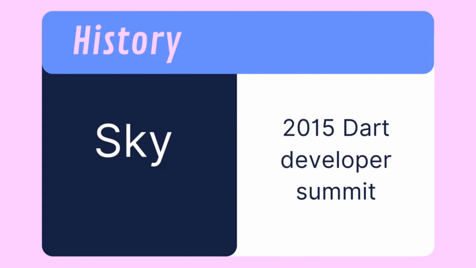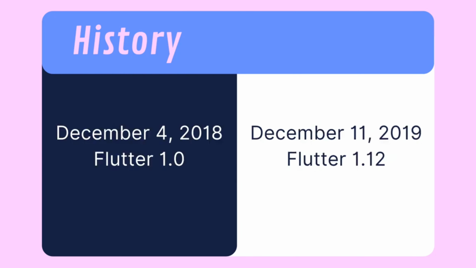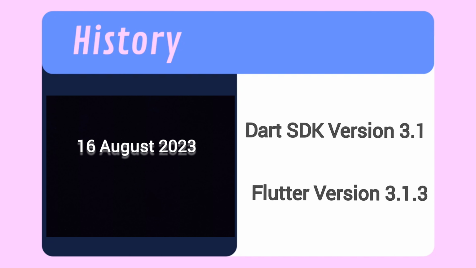Now, if we talk about its history, the first time Flutter was introduced, its name was Sky, and then it was renamed to Flutter. Flutter was first introduced publicly at the Dart Developer Summit in 2015, and its official launch date is December 4th, 2018, when its first stable version, 1.0, was launched. Its next version was released on December 11th, 2019, as Flutter 1.12. On the 16th of August, 2023, Dart SDK version 3.1 and Flutter version 3.13 were released.